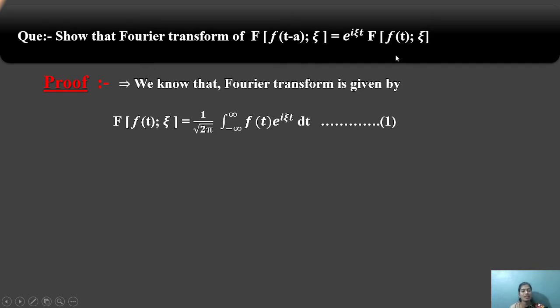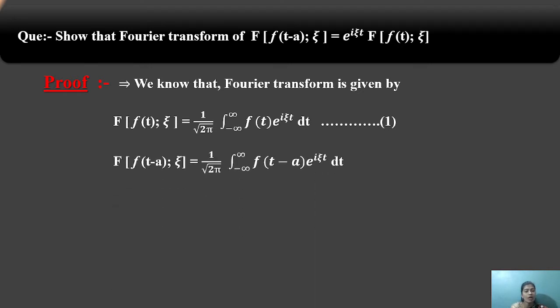We start the proof. We know that the Fourier transform of the function f(t) at xi equals 1 upon square root of 2 pi, integration from minus infinity to infinity, f(t) e to the power i xi t dt. This is the formula, equation one. Then we use the given condition and put in its values.